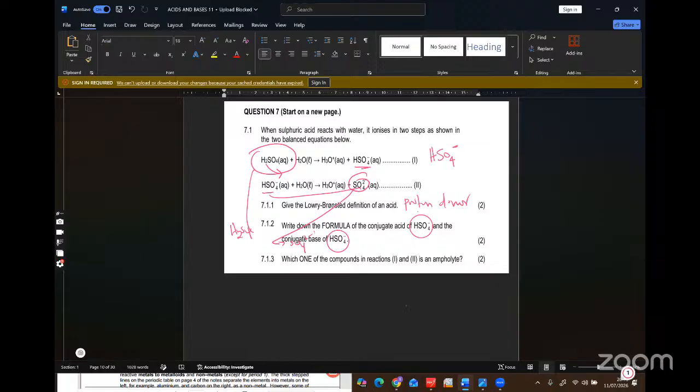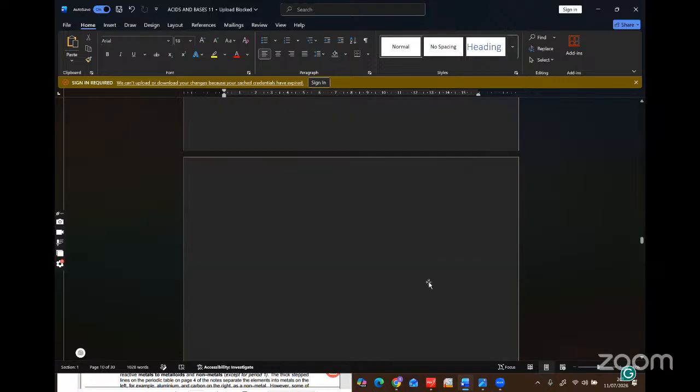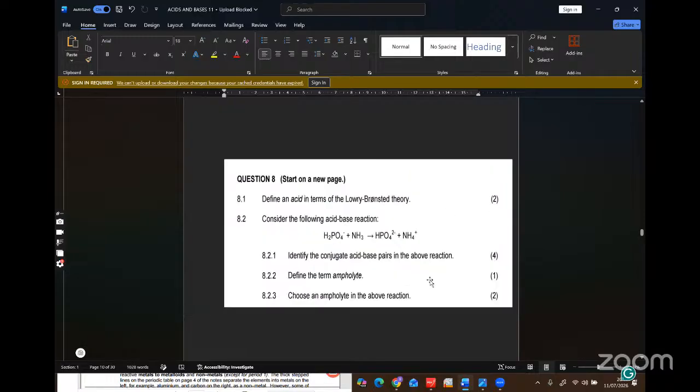Because they said which one of the compounds. Ampholytes, I said, water is obviously always an ampholyte, so water is one example. And then anyone that has hydrogen and a negative charge attached to it, not a positive charge, is also an example. So here you have two, and you choose one of them: water or your HSO4 minus. So you choose any one of them. Then we come to this one.